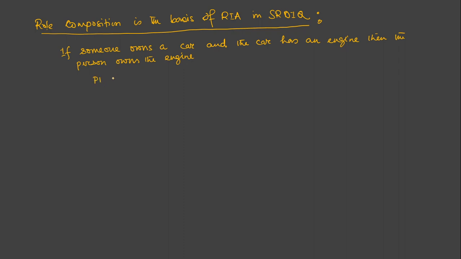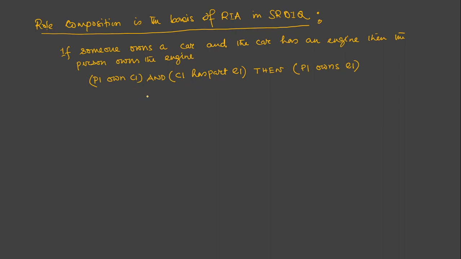Now how to encode that formally? Let's say P1 is the person, owns, say, C1. This is the kind of relation that we know to be true, and C1 has part E1, which is the engine, right? Then we say that P1 owns E1. So basically we are having two relations and we are composing two relations.